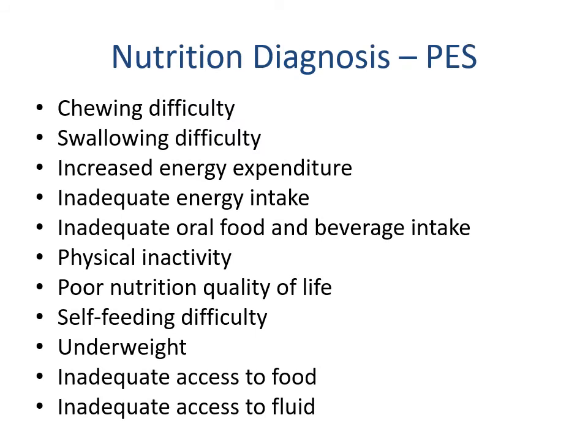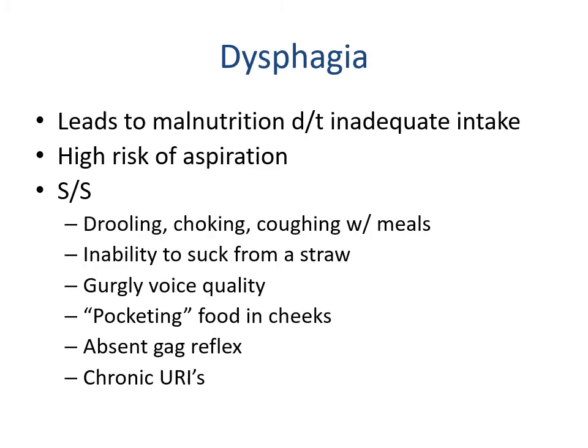So common diagnoses include things like chewing difficulty, swallowing difficulty, increased energy expenditure, inadequate intake, inadequate oral food and beverage intake, physical inactivity, poor nutrition quality of life, self-feeding difficulty, underweight, inadequate access to food, or inadequate access to fluid. So we've talked about dysphagia off and on, so this can lead to malnutrition due to poor intake. And again, right, these patients are on this diet because they're at an increased risk of aspiration.